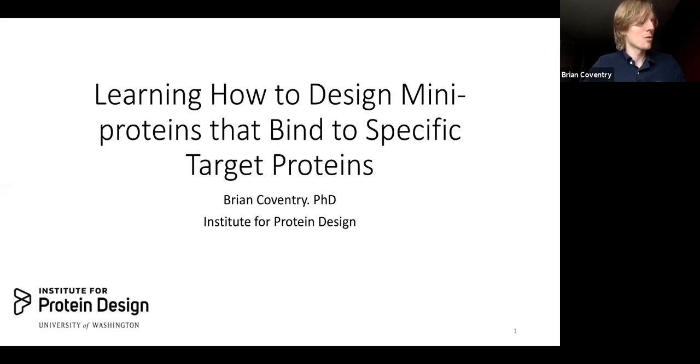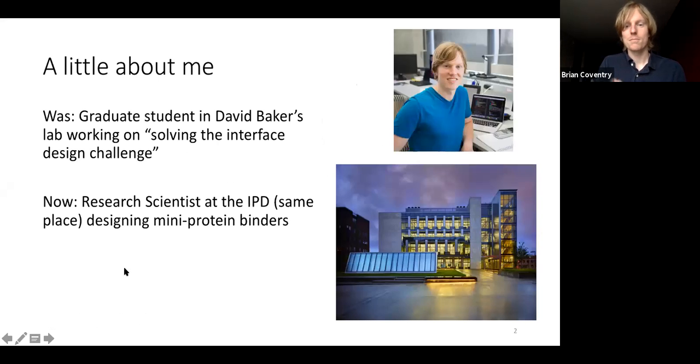But yeah, and so anyways, yes, as Chris said a little bit about me, he pretty much said this exact slide. I was a grad student in David Baker's lab with the stated goal of solving the protein interface design challenge, which was almost like a sarcastically given PhD project because we didn't think it was going to work, but it did work, and with a lot of help from a colleague that I'll be talking a lot about. And now I still work there. I'm just a research scientist now.